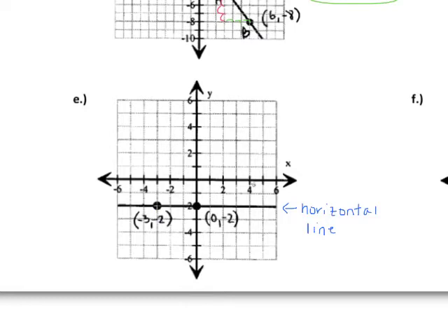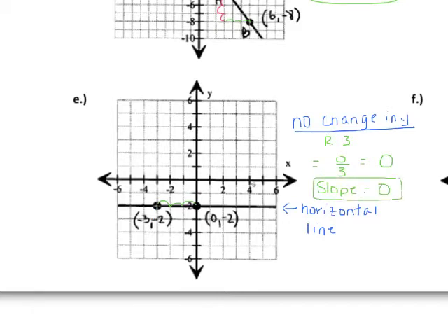So I'm not going to have a change in y. So there's no change in my y value, but let's see if there's a change in my x. All right, well, let's see. If I start at that -3, -2, I'm going to go 1, 2, 3 to get to that 0, -2 point. So I'm going to go to the right 3. Well, that's the same thing as saying 0 over 3. And 0 divided by anything is 0. So the slope in this case is equal to 0.